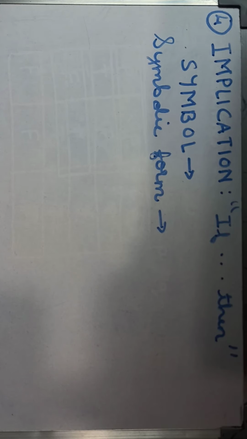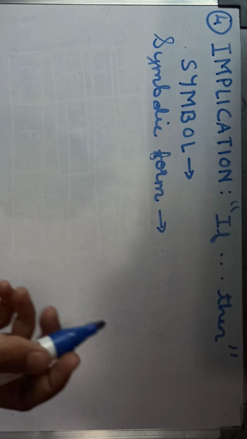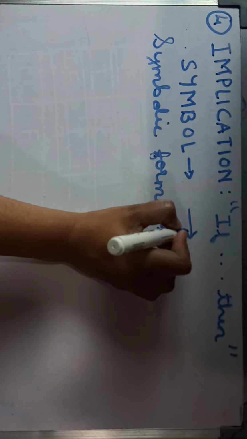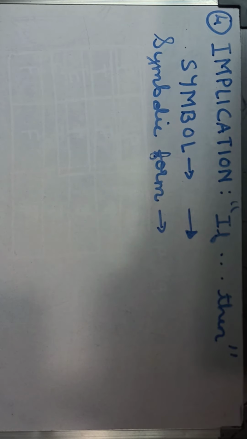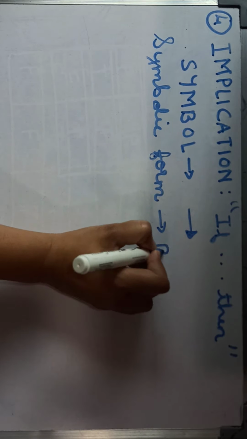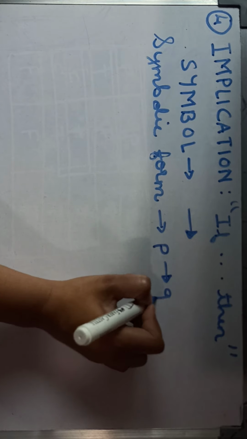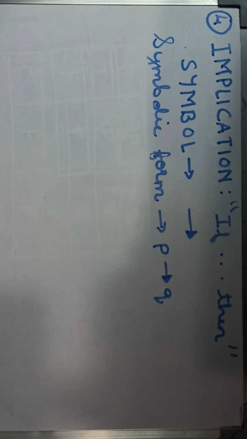The fourth logical connective is implication. The words used are if then. That is, if P then Q. Whenever we have to express a condition, we use this type of logical connective. Its symbol is an arrow, and the symbolic form will be P implies Q. This is read like this: P implies Q. Now let us see its truth table.